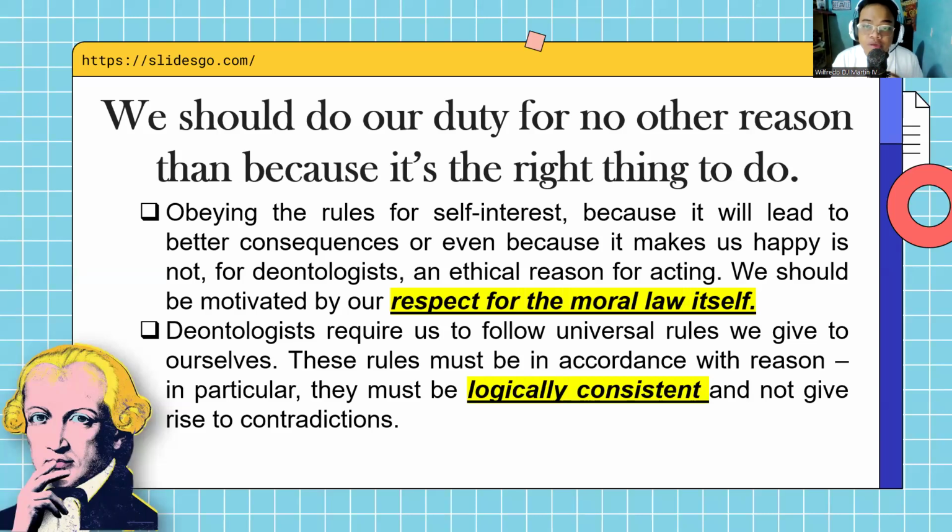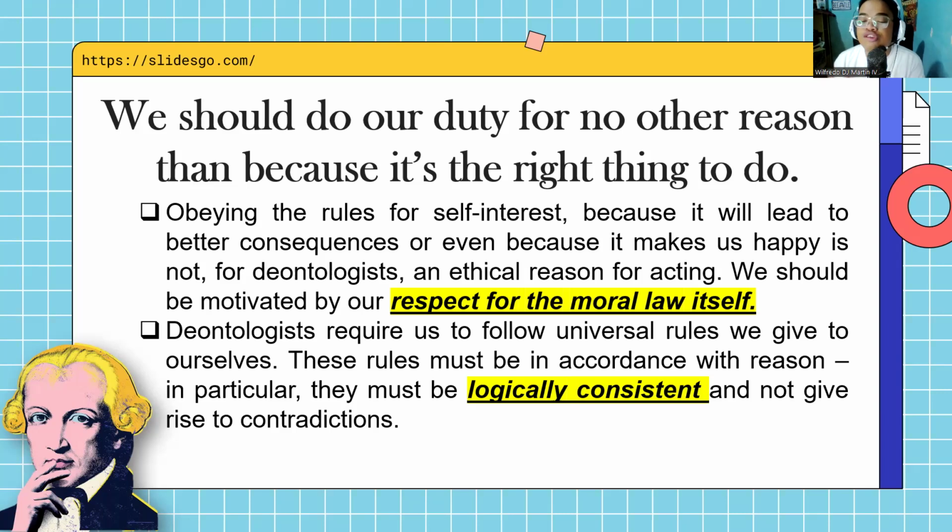We should do our duty for no other reason because that is the right thing to do. He is an absolutist. According to him, obeying the rules for self-interest because it will only lead us to consequences or even because it makes us happy is not an idea for deontologists because we should be motivated by our respect for the moral law itself. And deontology, therefore, most deontologists require us to follow universal rules we give to ourselves, not be hypocrites. Yun na yun, diba?